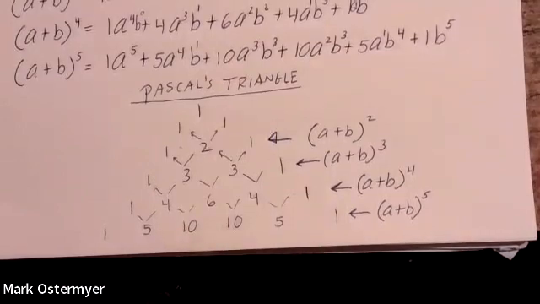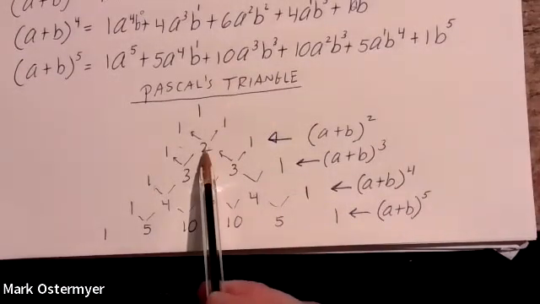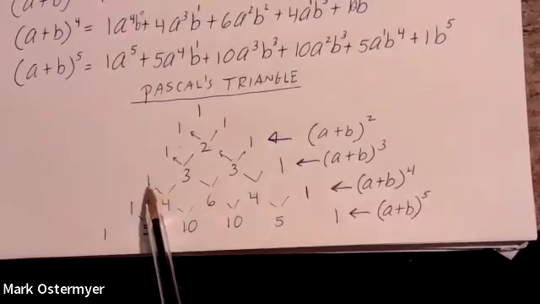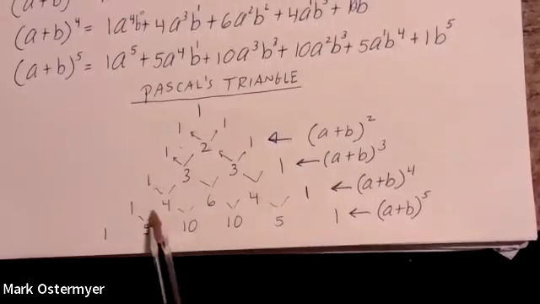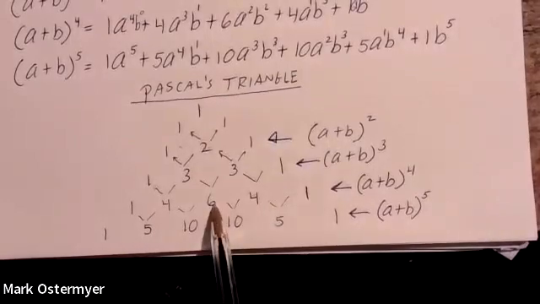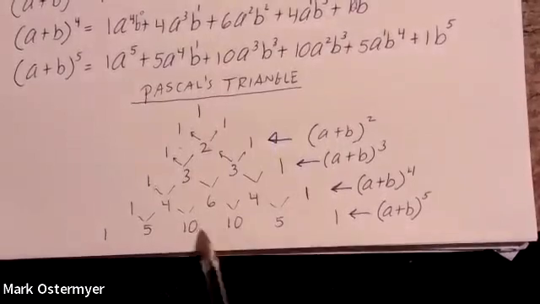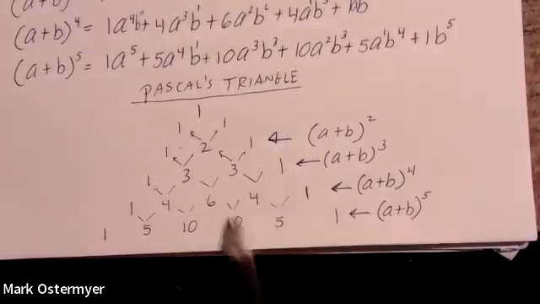Notice this triangle is also extremely symmetric. For instance, to the left of 2, you have a 1. To the right of 2, you have a 1. Here you have 1, 3, 3, 1. Perfect symmetry here. To the left of 6, you have 4 and 1. To the right, you have 4 and 1. Here you have 2 10s, and to the left of the 2 10s, you have a 5 and 1. To the right, you have 5 and 1. So you have perfect symmetry with this Pascal's triangle there.